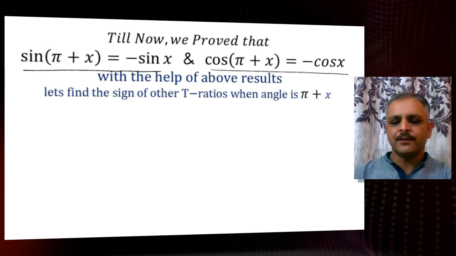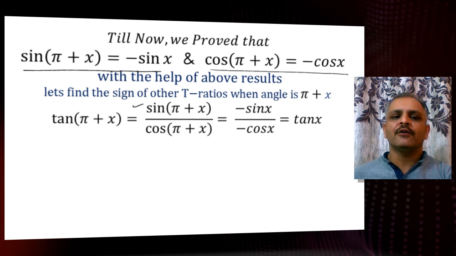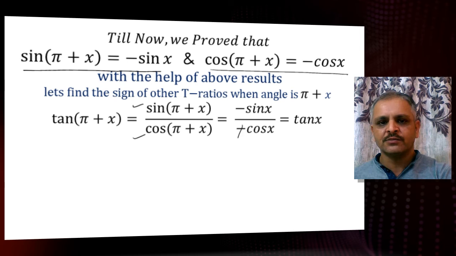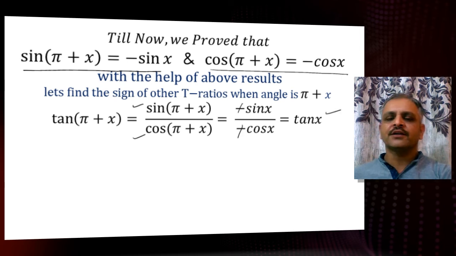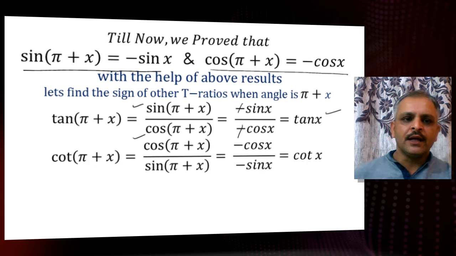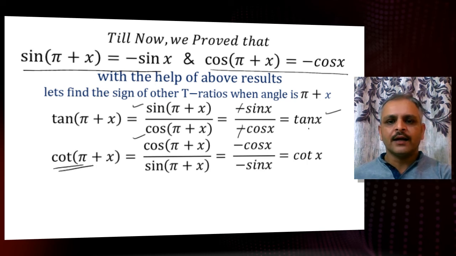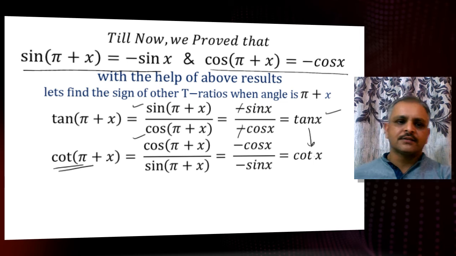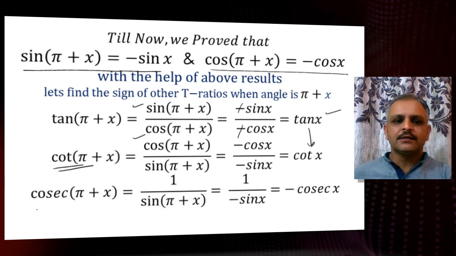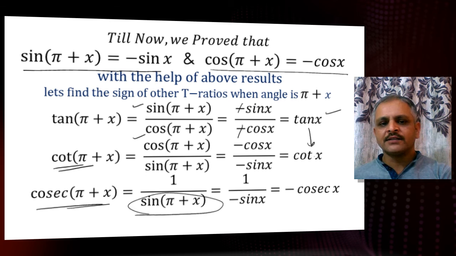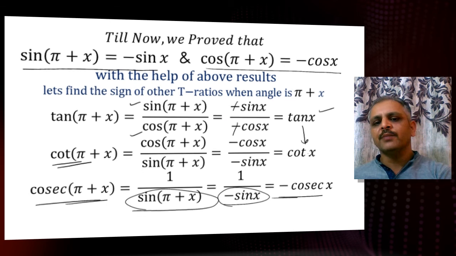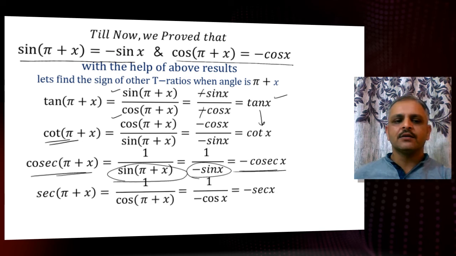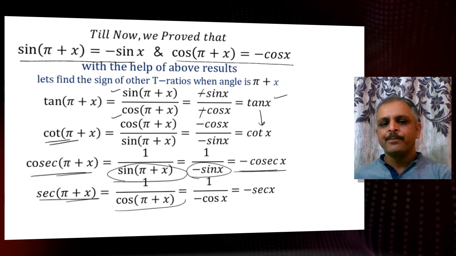So what will be tan of pi plus x then? It will be sine over cos. And sine of pi plus x is minus sine x, cos of pi plus x is minus cos x. Minus and minus cancel. Sine by cos will take the form of tan x. Then cot will be the reciprocal of tan, that is cot x. Cosecant is 1 by sine of pi plus x, and sine of pi plus x is minus sine x, so it is minus cosecant x. And similarly secant of pi plus x is 1 by cos of pi plus x, so minus cos x, and 1 by cos will become secant x.